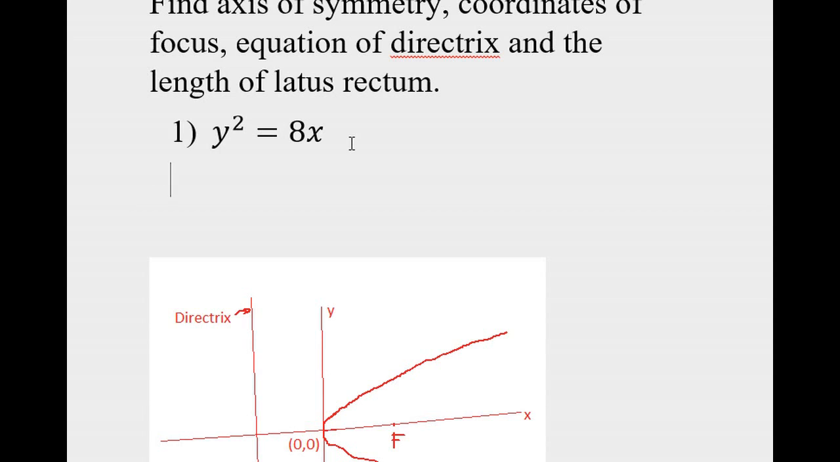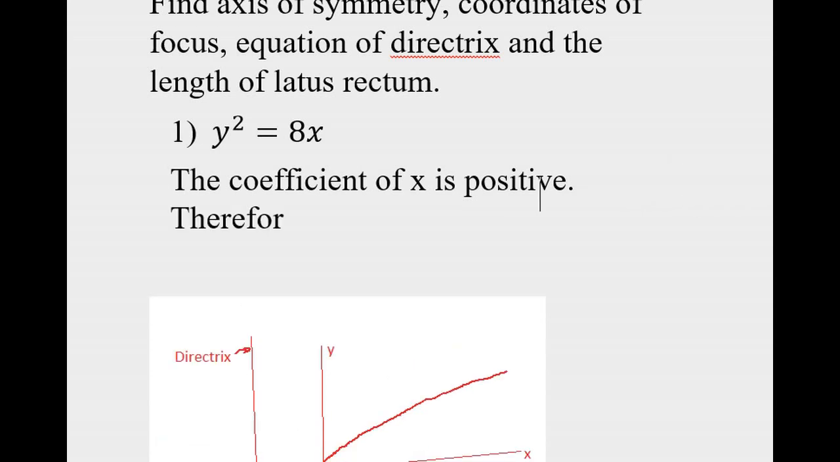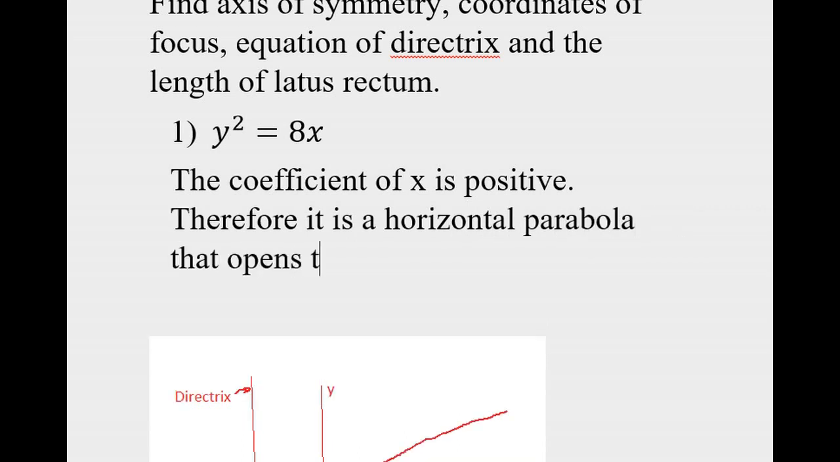What kind of parabola is it? As you can see here, the coefficient of x is positive. Therefore, it is a horizontal parabola that opens to the right.